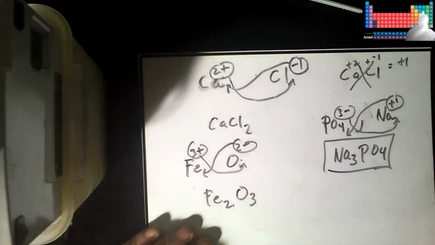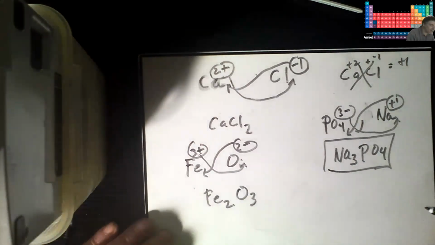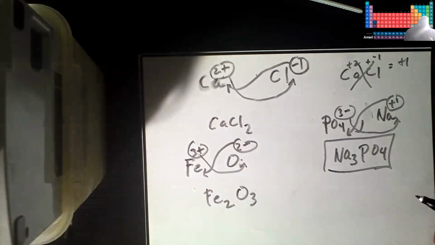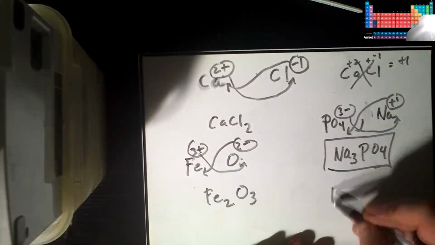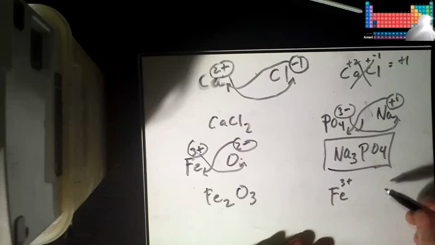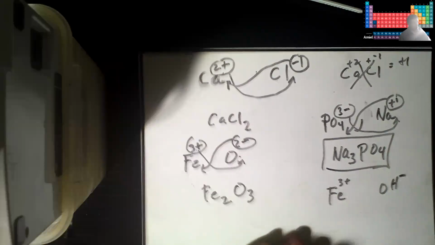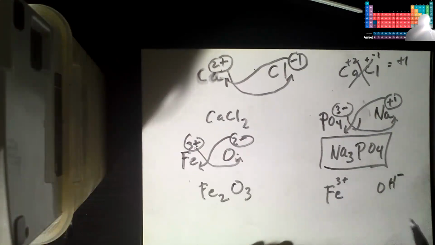All right. Let me try to think of one where you need something else to learn. How about Fe3 plus and OH minus? Here's a good example. Fe3 plus and hydroxide ion, that's on the list. So we do the same thing.